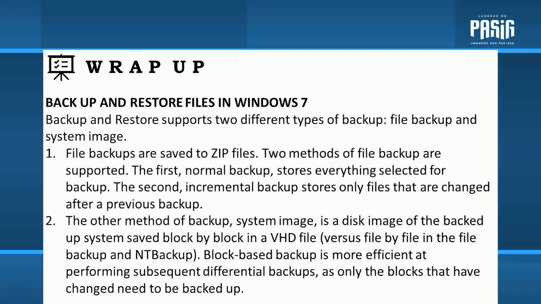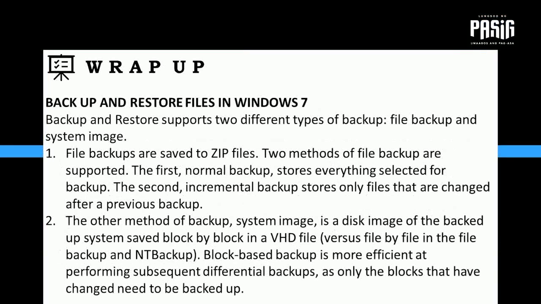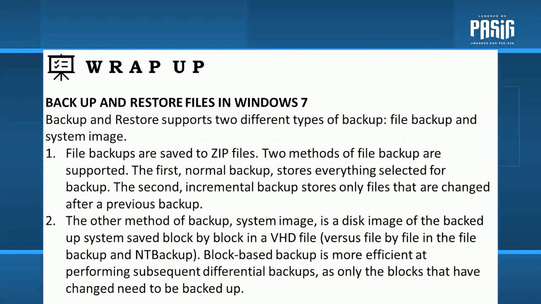Backup and Restore supports two different types of backup, that is the file backup and system image. 1. File backups are saved to zip files. There are two methods of file backup. The first, normal backup, stores everything selected for backup. The second, incremental backup, stores only files that have changed after a previous backup.